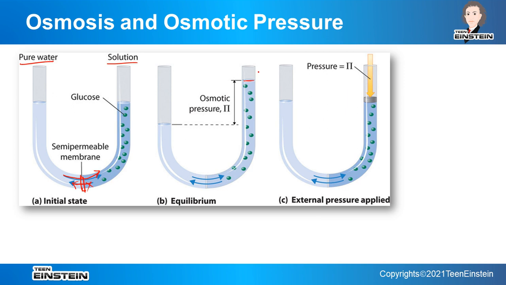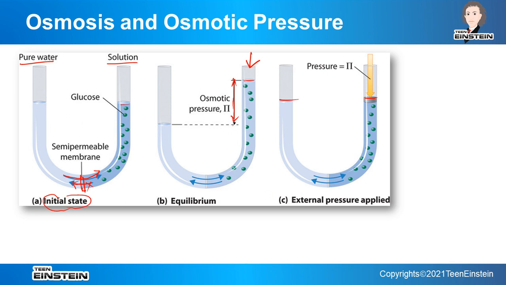Next, if we apply pressure now on this side, that is the right hand side, we can make the height equal again. To make the height equal, we have to put some external extra pressure, otherwise this height difference will always be there. But if we want to remove that, we have to apply some extra pressure, and that pressure is actually osmotic pressure.